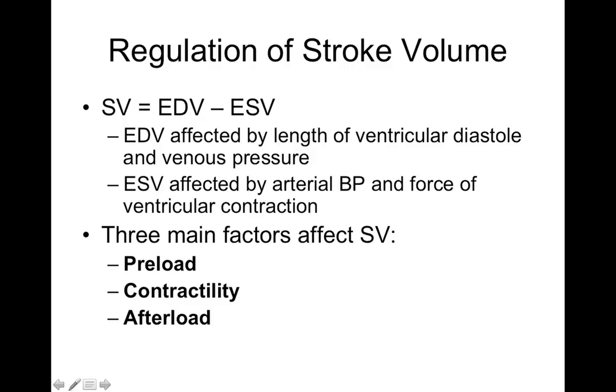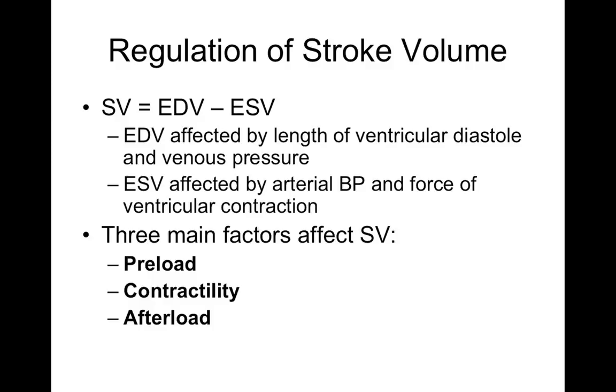You might wonder, how can you change the amount of blood that you pump out of your heart in every beat? Well, it relates to preload, which is the amount of stretch on your ventricle, contractility, which is how strongly your ventricular muscle contracts, and afterload, which is basically diastolic pressure, or the pressure that your ventricles need to overcome in order to eject blood out of the heart.